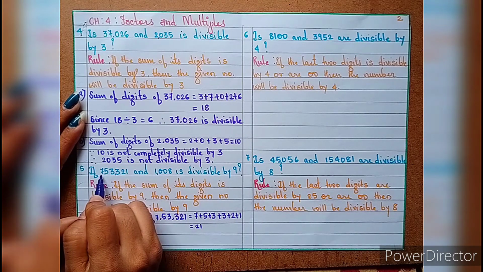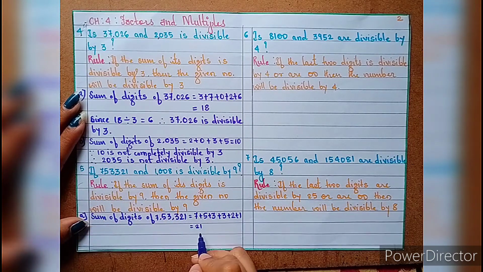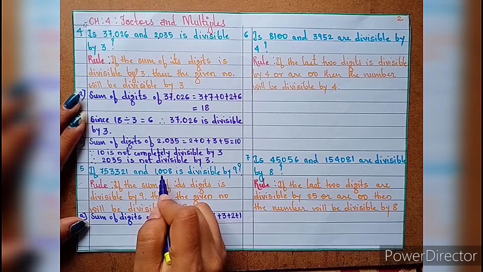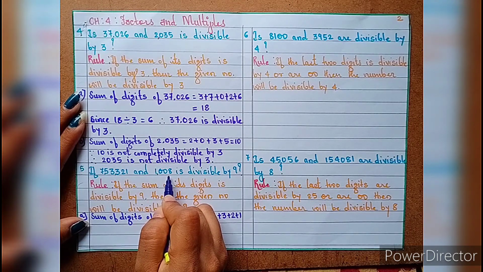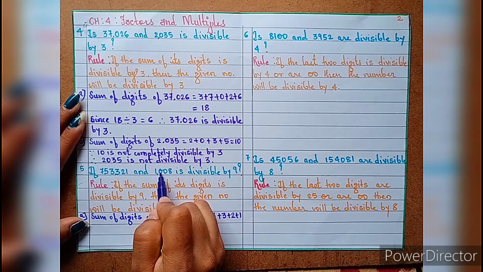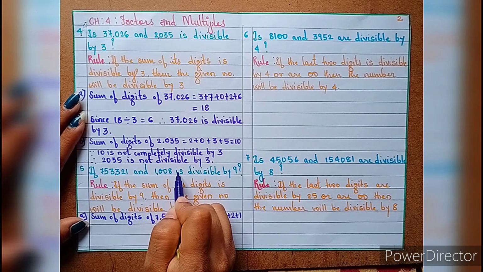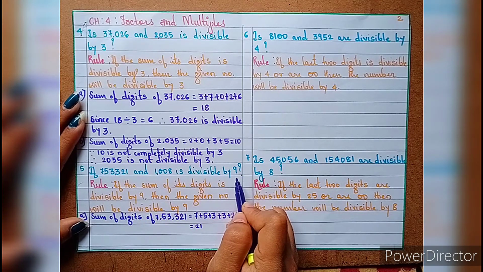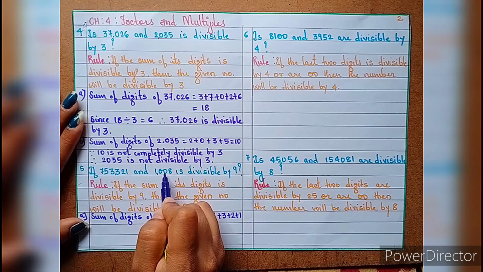Therefore, 7,53,321 is not divisible by 9. Similarly, you have to check for 1008. Here you can see 1 plus 0 plus 0 plus 8 equals 9. And 9 is divisible by 9. Therefore, this number is divisible by 9. Accordingly, you have to solve this sum.